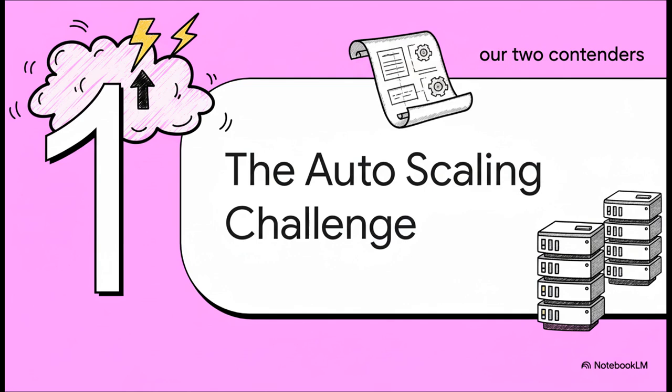Okay, but here's the thing. An auto-scaling group is pretty smart, but it can't read your mind. When your traffic suddenly spikes and it needs to spin up a new instance, it needs a blueprint. It has to know exactly what kind of instance to launch. And that's where our two contenders finally enter the ring.